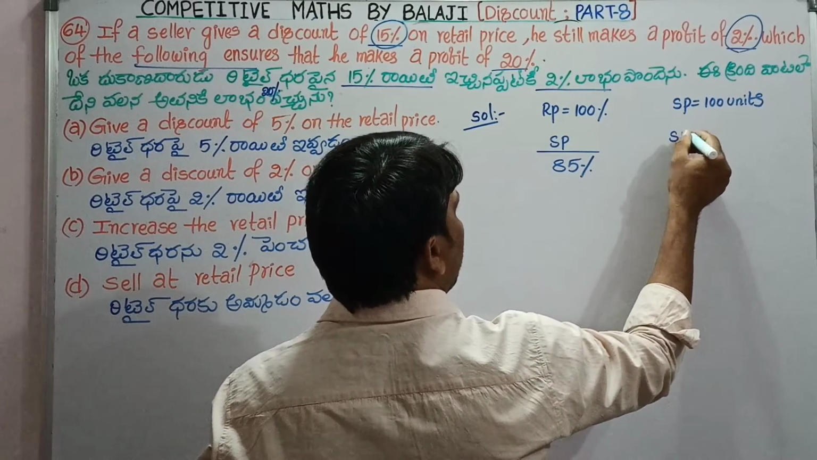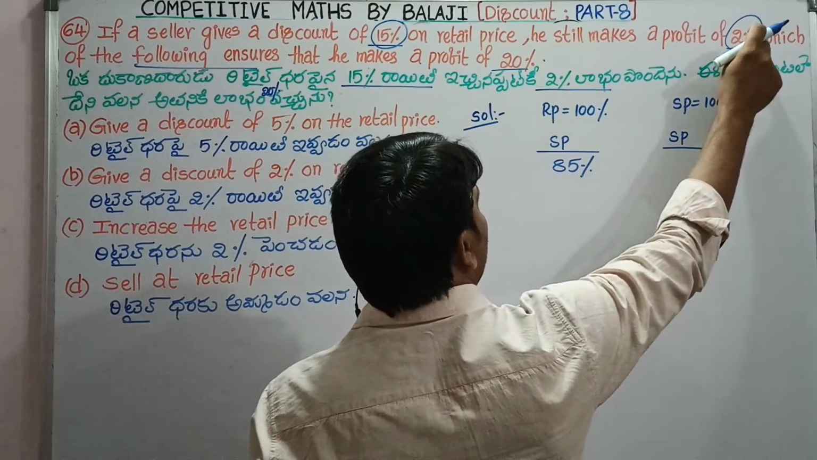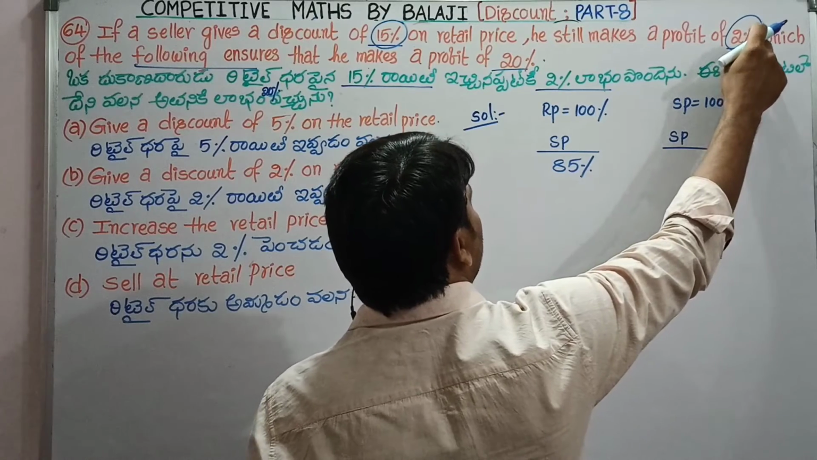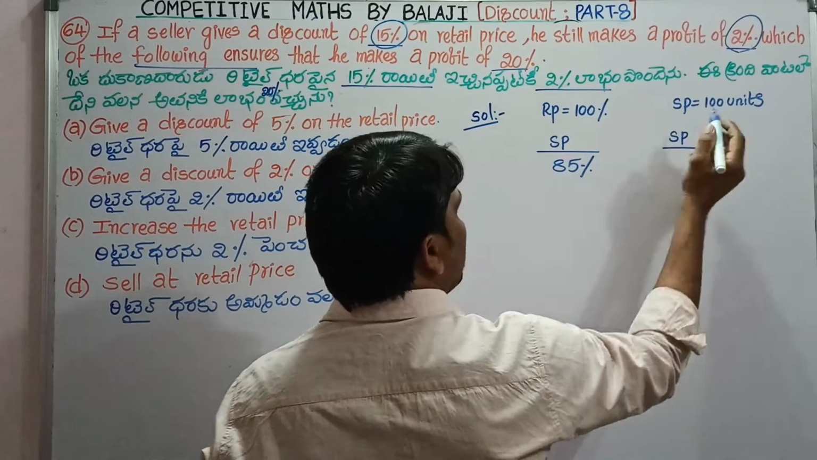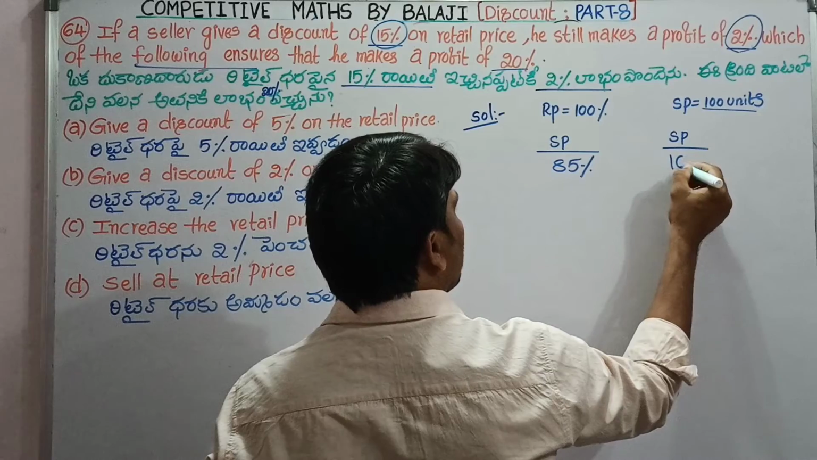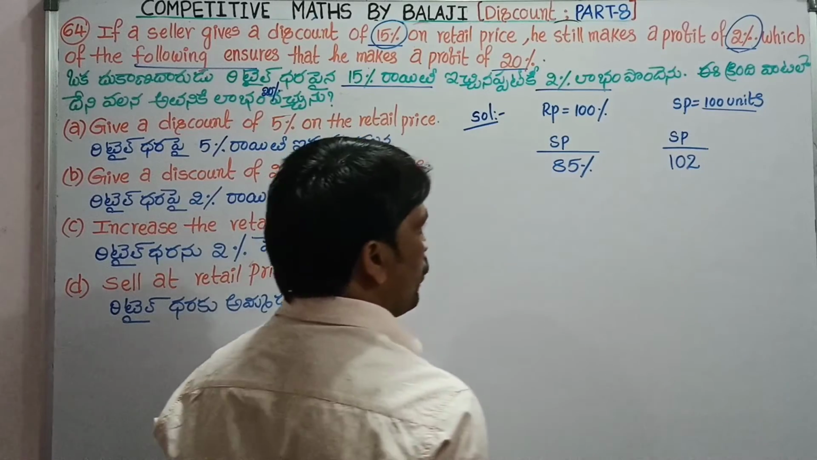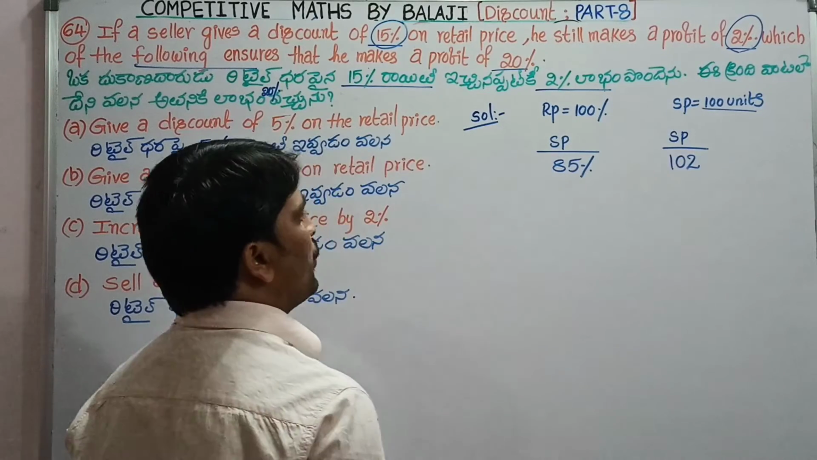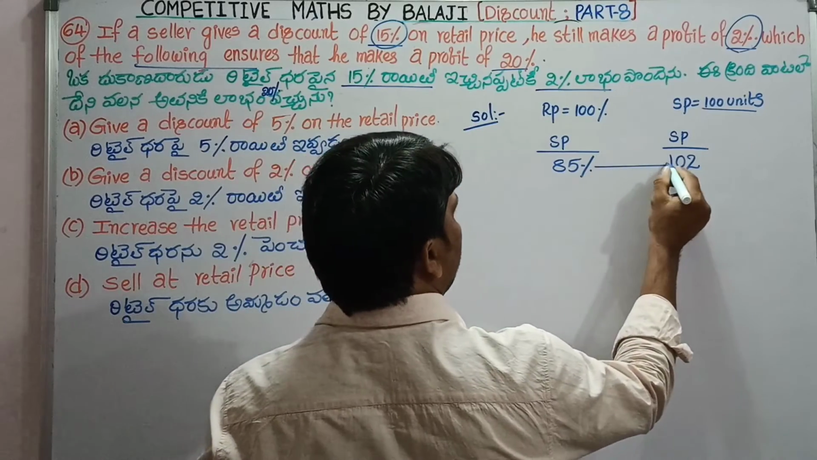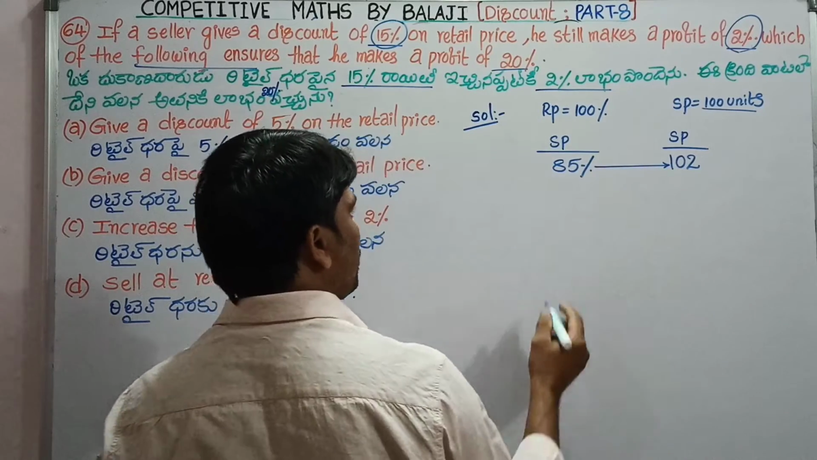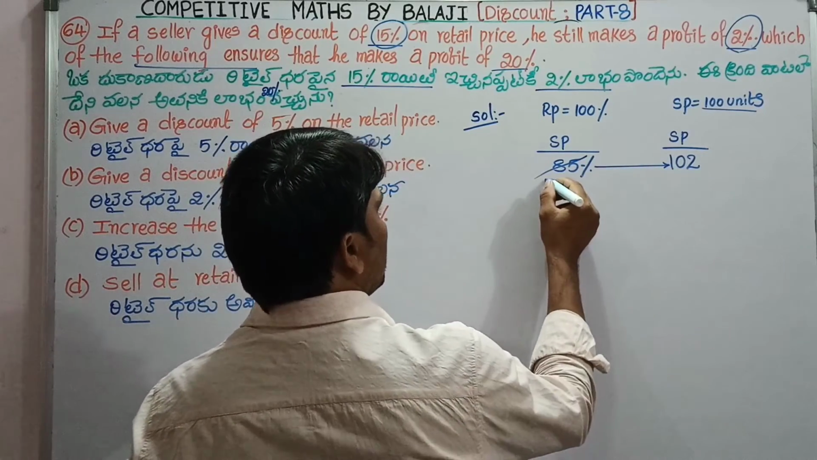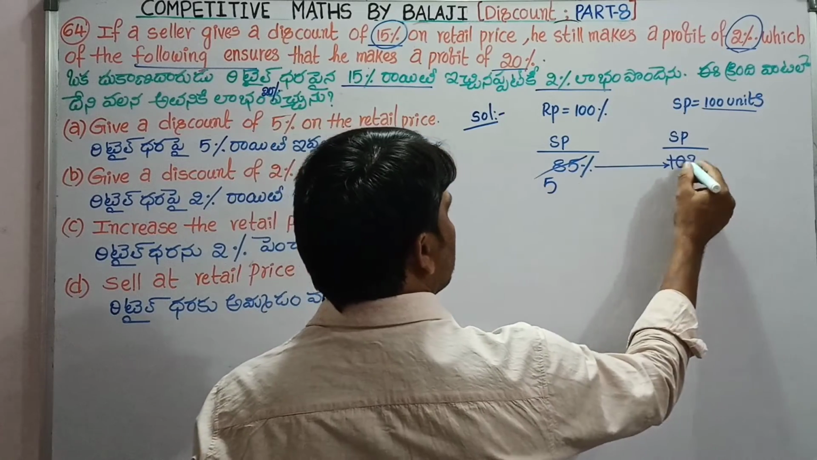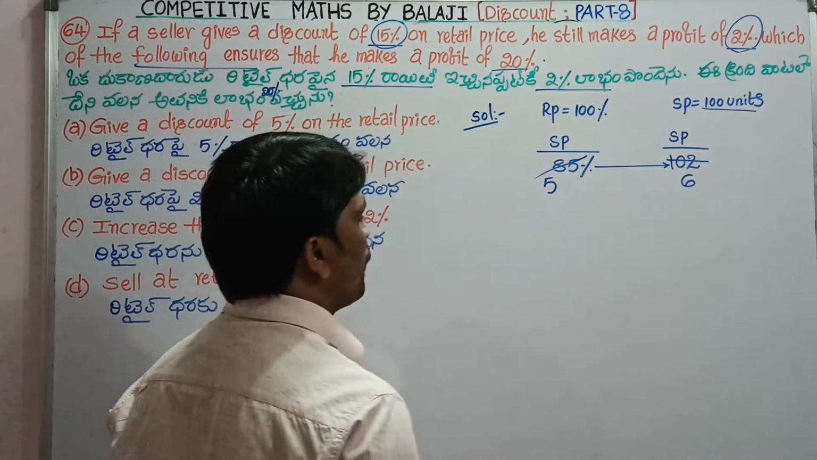Then in selling price units, 2% profit means for every 100 it is 2 rupees profit. For every 100 units, profit is 2 units. So selling price becomes 102 units. Yes, 85% value is 102. Then 17 5s are 85, 17 6s are 102.